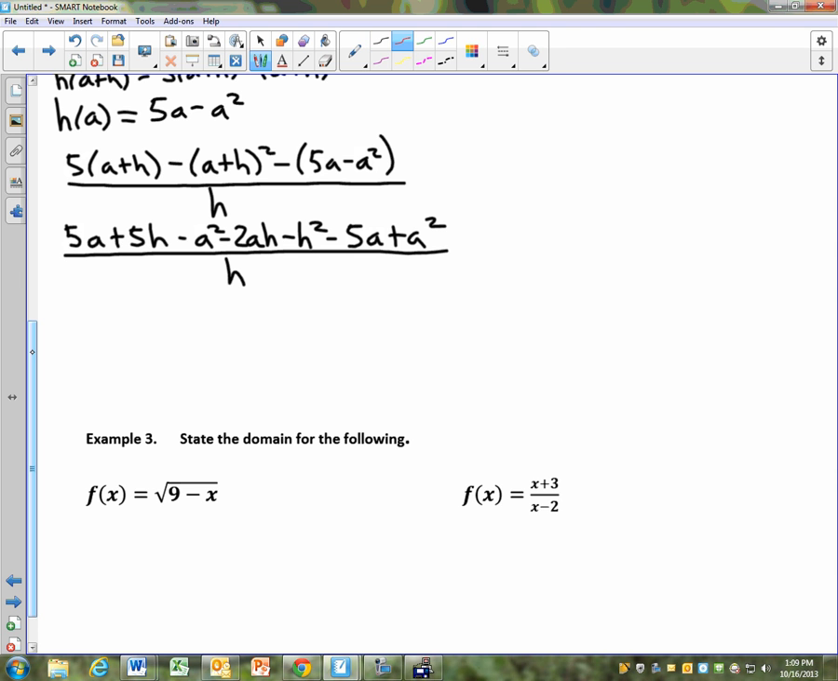Oh boy. Okay. Well, if we did that right, what should happen? Everything without an h should cancel. Does 5a cancel? Yes. Does a squared cancel? Yes. And that's everything that doesn't have an h. So everything that's left does have an h, so I can factor it out. Spread it over h, and the h on the bottom divides out.